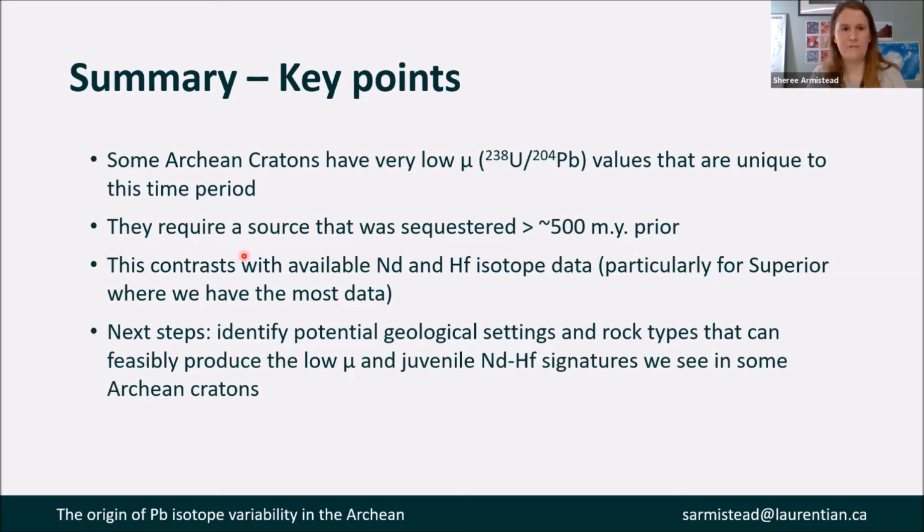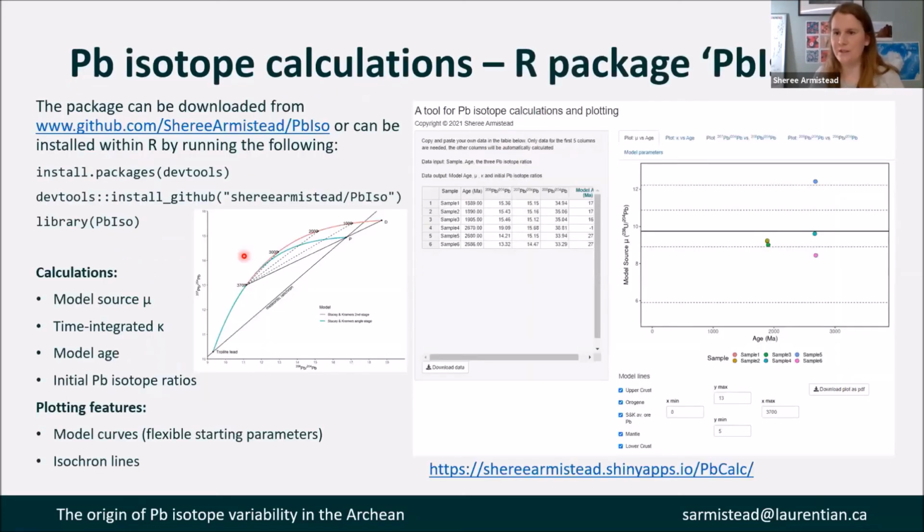And then before I finish, I just wanted to show you this. If anyone works with lead isotope data, or if you're interested in working with these data, I've developed an R package, which you can download here, and you can use this to quickly calculate things like model source mu, kappa, model ages, initial ratios, and all the different plots and model curves as well. If you're not really into coding, I've also made a web app, so you can get to that here, and you can just copy and paste your data from a spreadsheet, and it'll automatically calculate all these values and plot it up. If anyone's interested in using that, you can send me an email and I can show you some more.